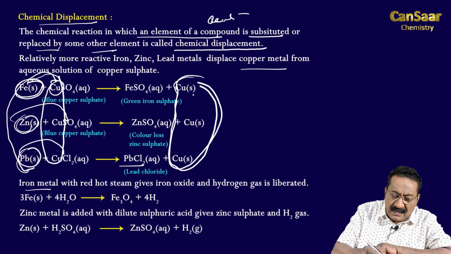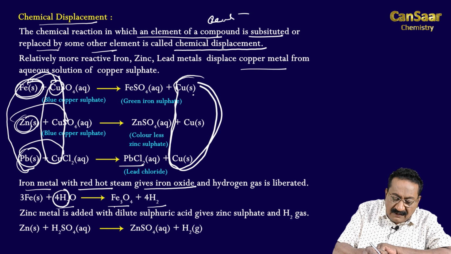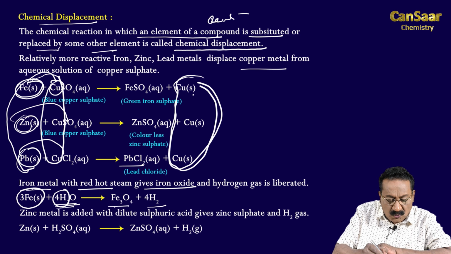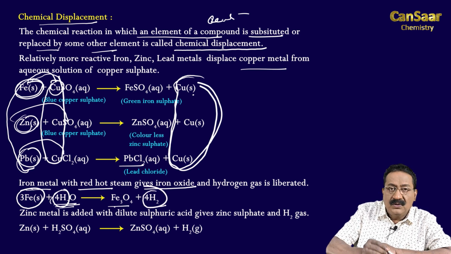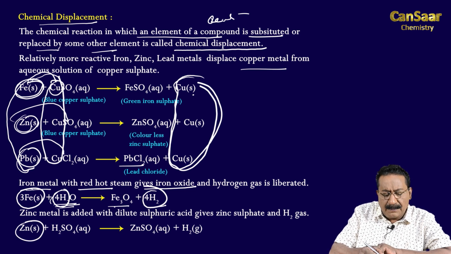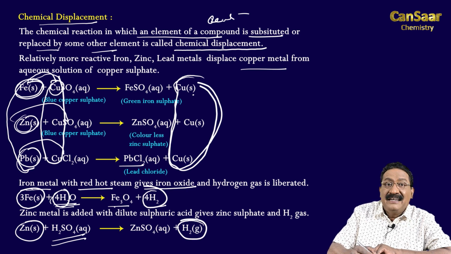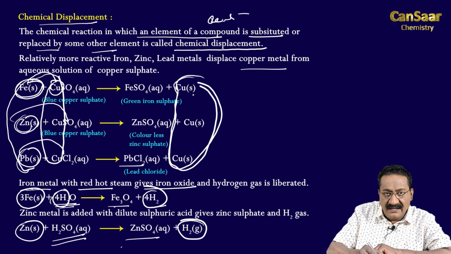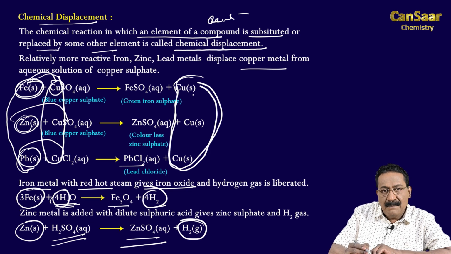Similarly, iron metal with red hot steam displaces hydrogen gas, resulting in the formation of iron oxide. Here Fe plus steam gives us Fe3O4 plus H2. Fe3, 3Fe, O4, 4 O's, 4H2O's, 4H2, 4H2. Equation is balanced. When zinc granule is dropped in aqueous solution of sulfuric acid, hydrogen gas is liberated, displaced. The remaining product is ZnSO4. Equation is balanced.